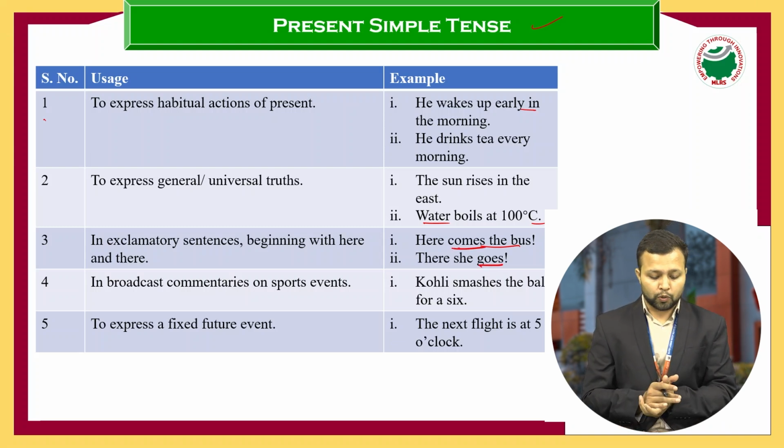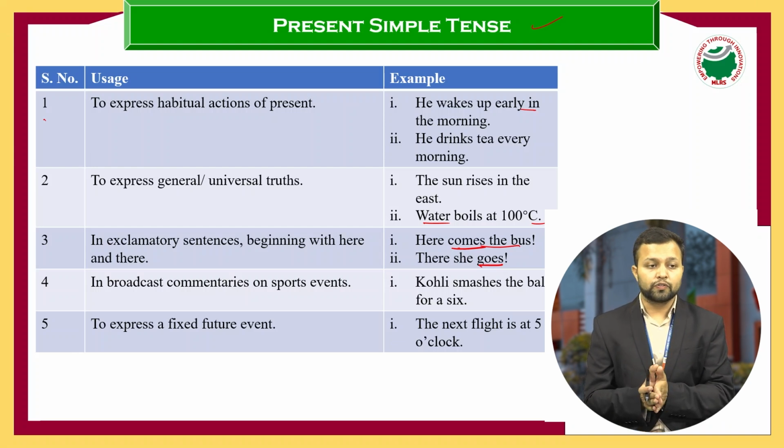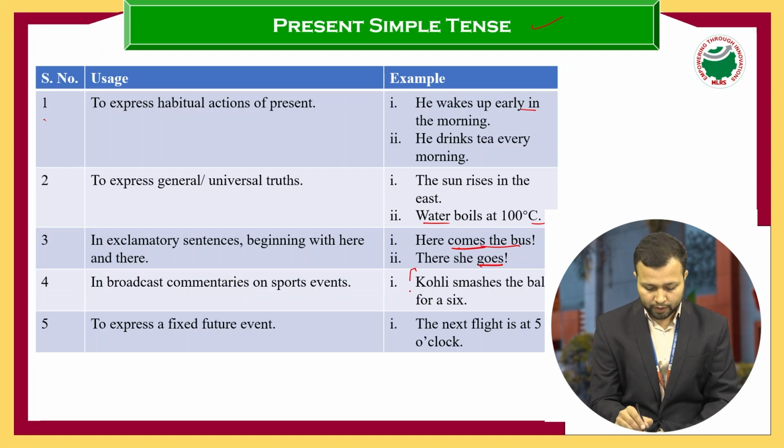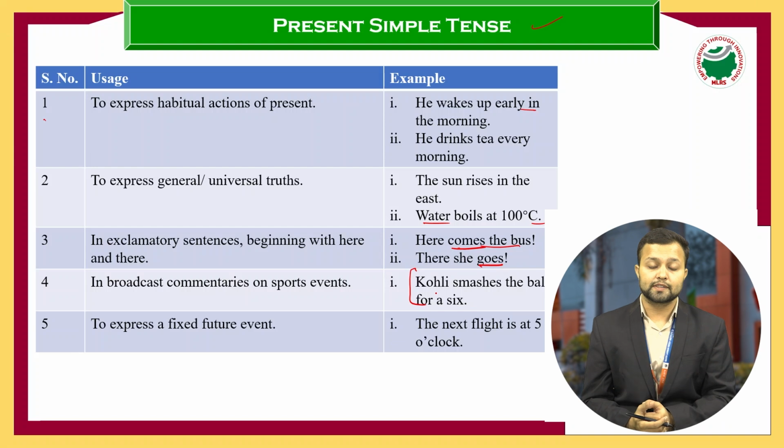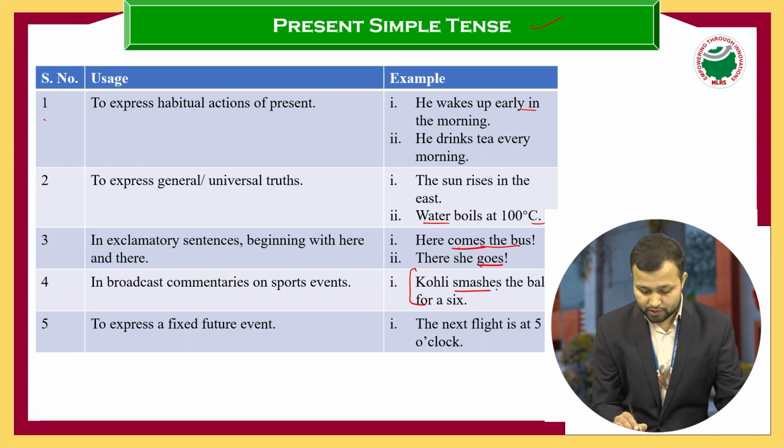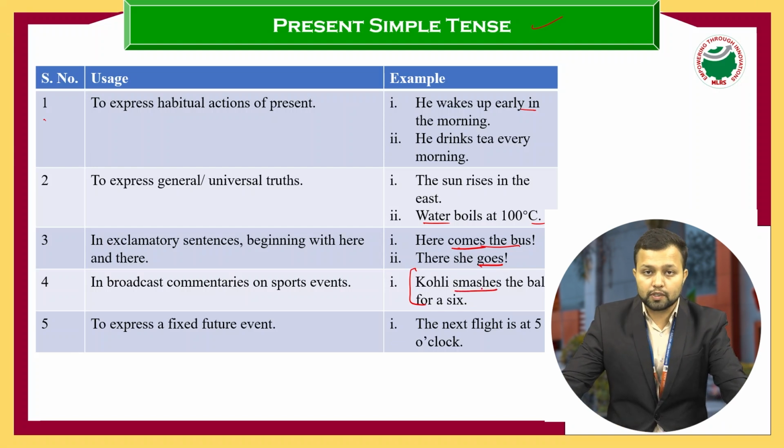Next is in broadcast commentaries on sports events. You might have listened to various commentaries on various events like cricket, football, or basketball. So one example I have mentioned: Kohli smashes the ball for a six. So smashes, again V1 plus s/es, denotes present simple tense.